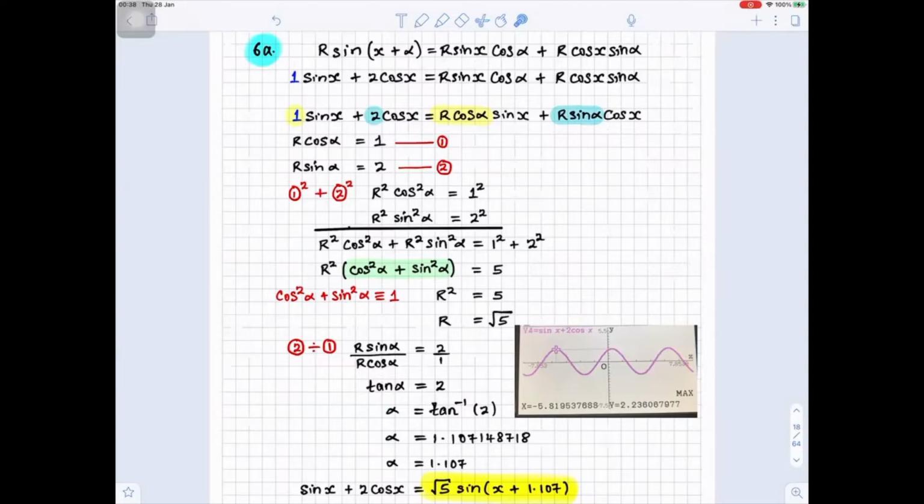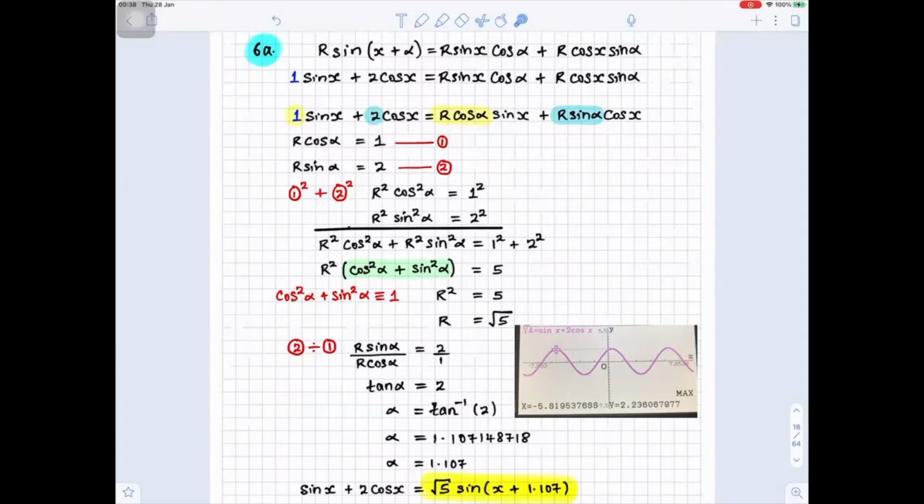Now to solve this simultaneous equation, we can square them and then add them. So r squared cos squared alpha equals 1 squared. r squared sine squared alpha equals 2 squared. When you add them, 1 squared plus 2 squared will give you 5. You can factorize r squared out, and then you get cos squared alpha plus sine squared alpha, which is identical to 1. It's one of the identities. So you end up with r squared equals 5, and r is square root of 5.